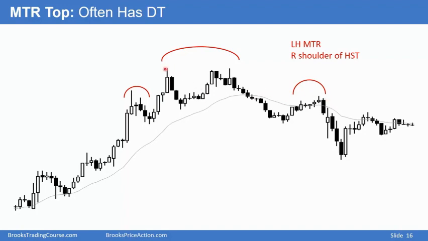Sometimes the head is not major. For example, if you call this the left shoulder, right shoulder, is this a lower high? I don't know. To me, this is not a major reversal. This could be bull trend, bear break, and then a test of the old high.